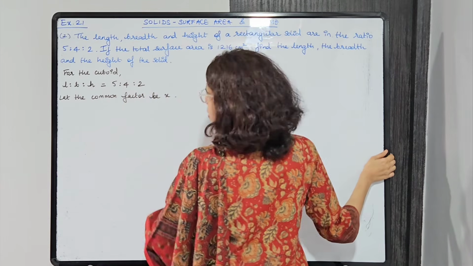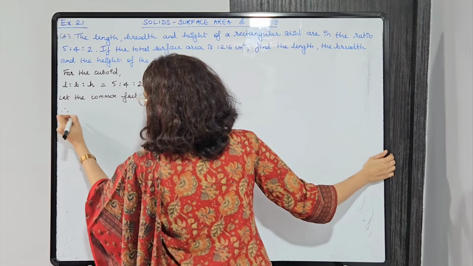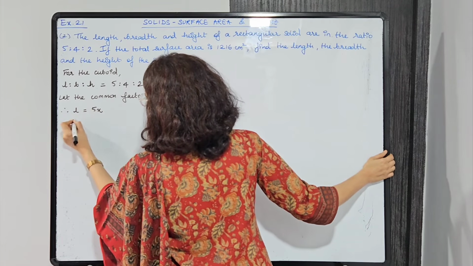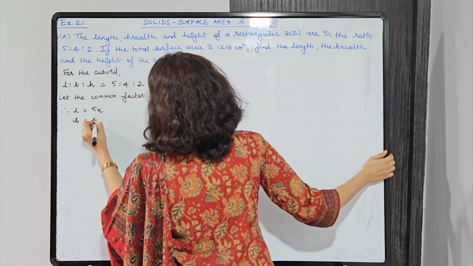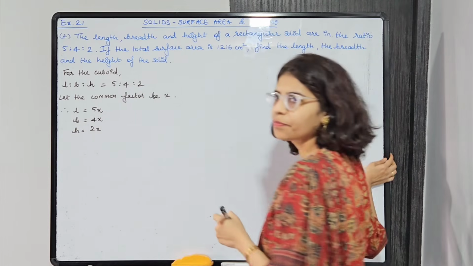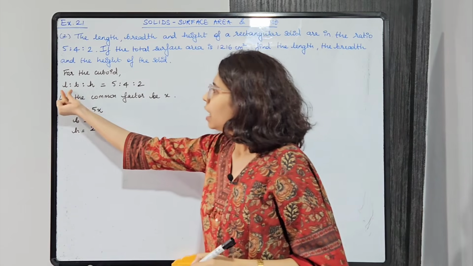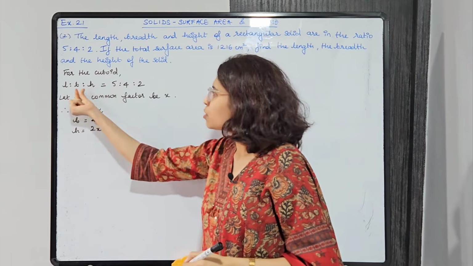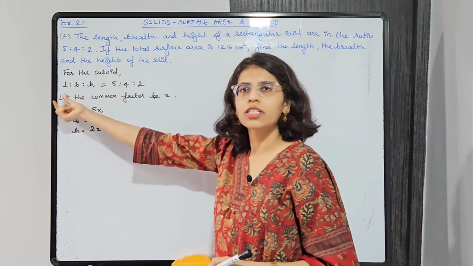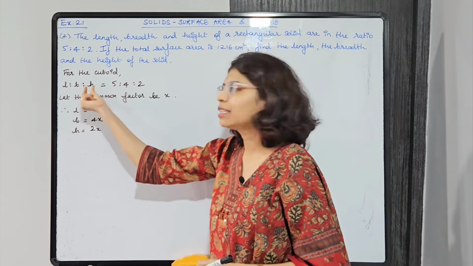be x. So therefore I can say L is 5x, B is 4x and H is 2x, right? L corresponds to 5, B corresponds to 4 and H corresponds to 2. Okay, order में जाना है. First corresponds to the first, second to the second and third to the third.